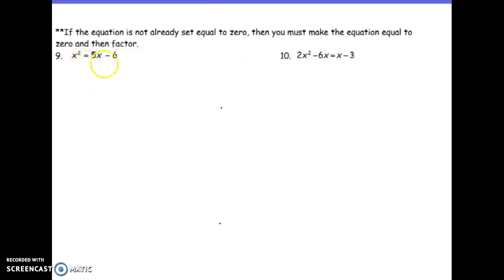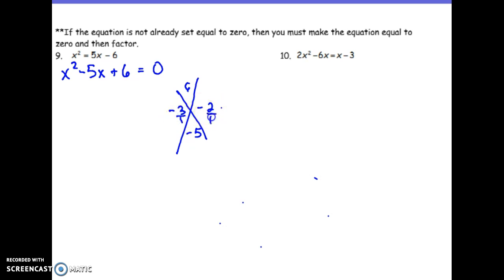So see how it's x squared? So we're going to bring the 5x to the other side. So negative 5x plus 6, and that's going to be equal to 0. We need to rewrite it first. Then when I do my x, I've got a 6 and a negative 5. Okay, with my 6 and negative 5, I've got a negative 3 and a negative 2. Divide by my leading 1. So I've got x minus 3 and x minus 2 equal to 0.